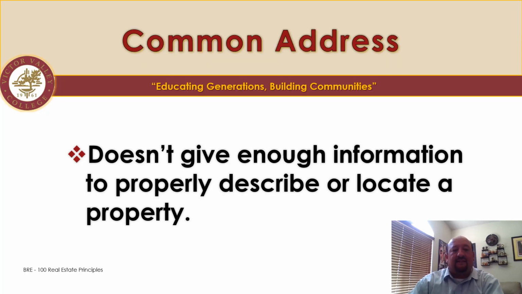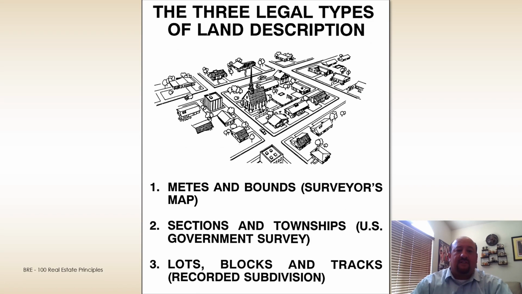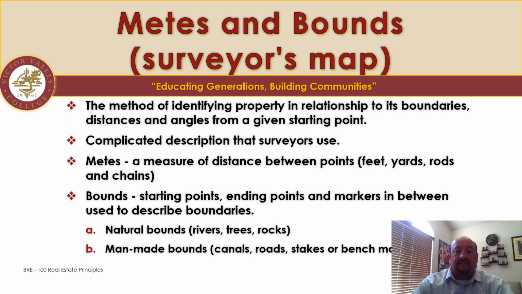Now, land description can be done in three different ways. One is metes and bounds. The second one is sections and townships. And the third one, which is more common now, is lots, blocks, and tracts, which is most used in any kind of planned community.